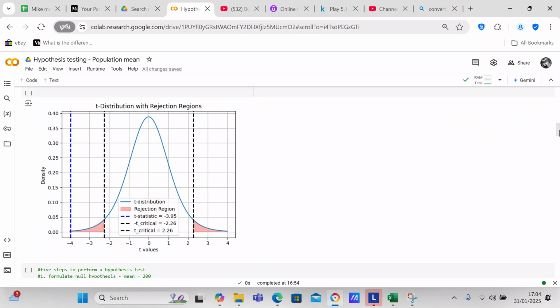So I've covered everything that I wanted to cover. I covered all of the hypothesis tests that I've done, so you can see them.